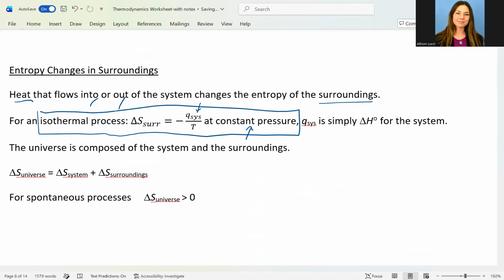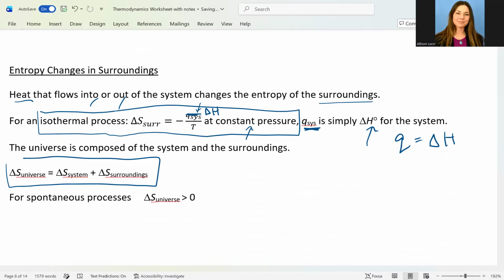And we know that the Q of our system, the heat of our system, is simply delta H, because it's happening at constant pressure. So we just equate these, and then we can plug in delta H in place of Q, like we did in that previous problem for condensation or vaporization, all of the phase changes. There's another equation here that we include in the summary.